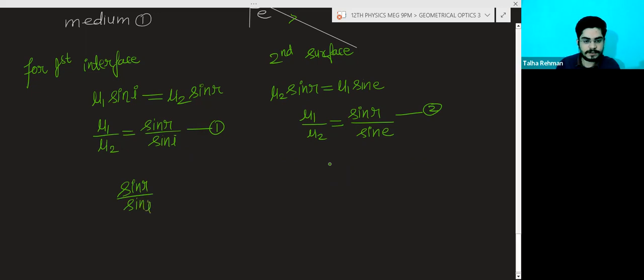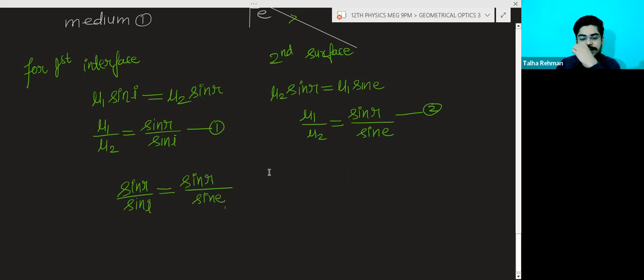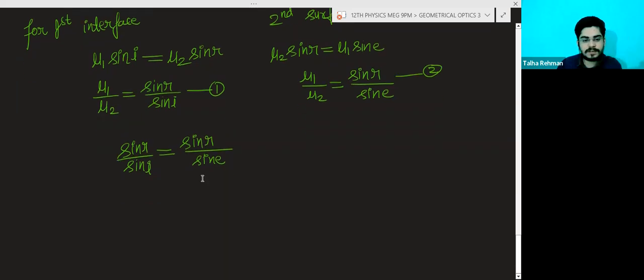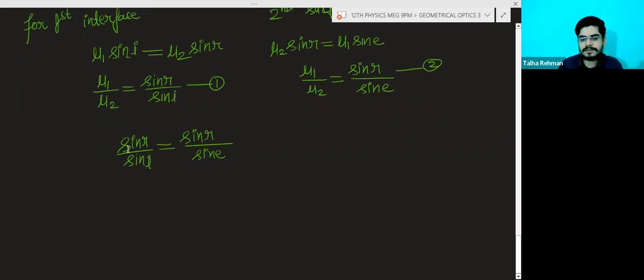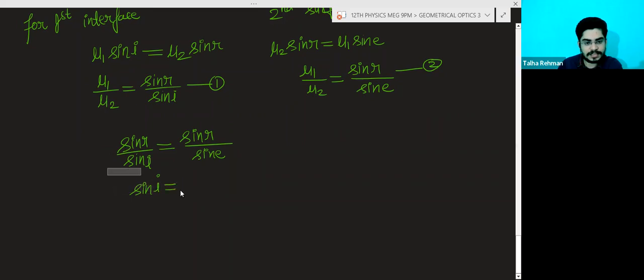Sin r divided by sin i is equal to sin r divided by sin e. Now you can take sin r common, or sin r and sin r will cancel out. So you will have sin i is equal to, or you can just write it like this.